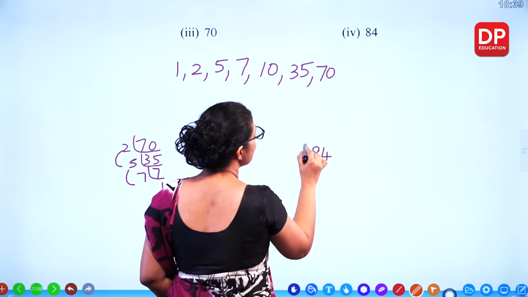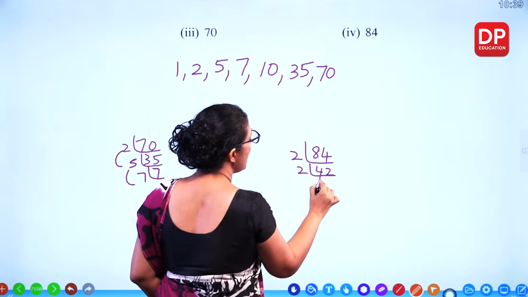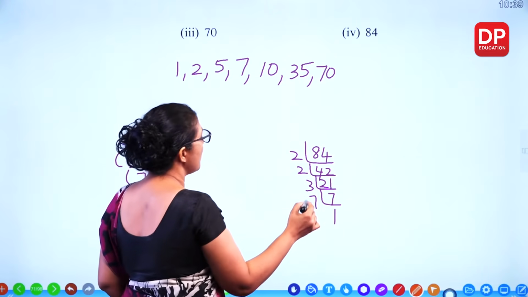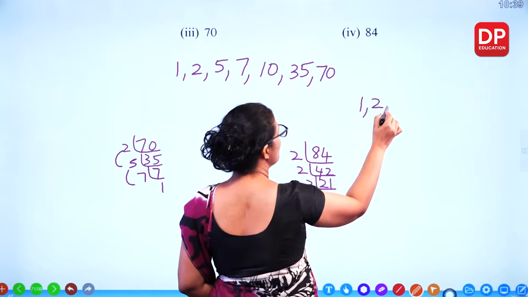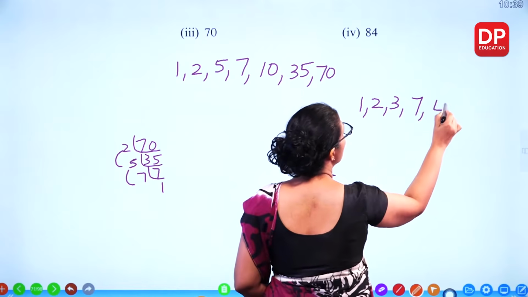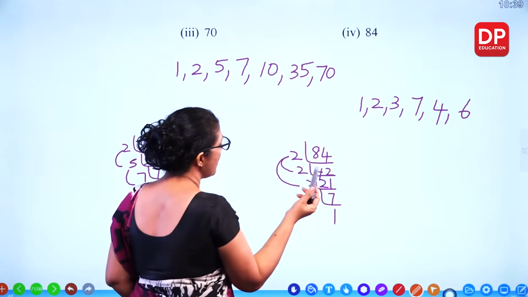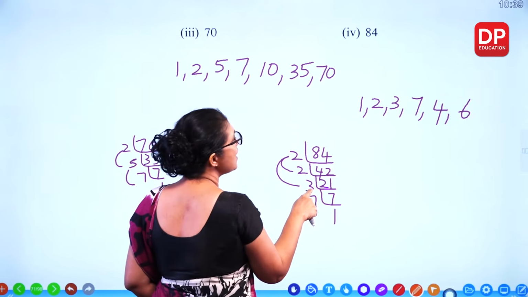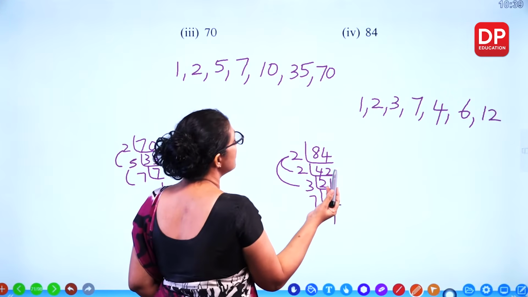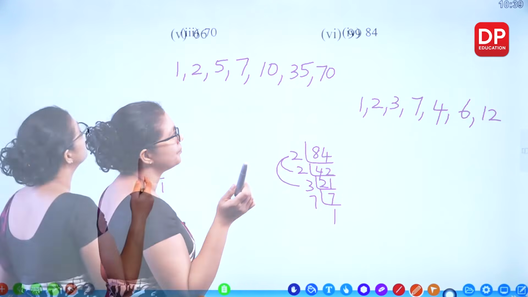84, divisible by 2. Divisible by 2 again. So 3 and 7. Now what are the factors? 1 is a factor. 2, 3, 7. And 2 times 2, 4. 2 times 3, 6. Likewise, you can write any number. 4 times 3, 12. Then 21. Any number, but you need only 6 factors.